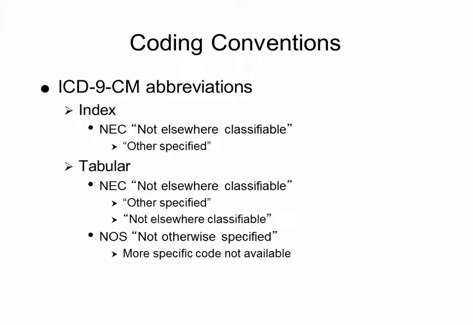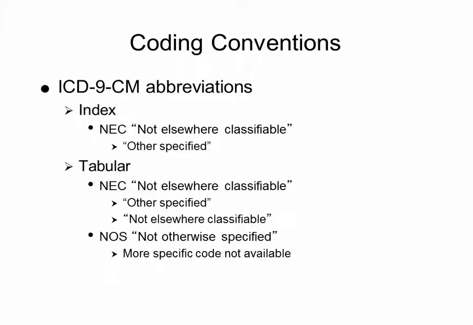All right? That's going to be in the index. In the tabular, we also have NEC. It means exactly the same thing. It's not elsewhere classifiable. It's other specified. There isn't a code available for that condition. There just isn't one there, so we have to choose that. They've given us lots of documentation, but there isn't a code to assign to that particular disease process they've documented. The second abbreviation that we have in the tabular is NOS.